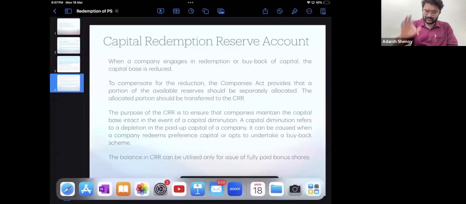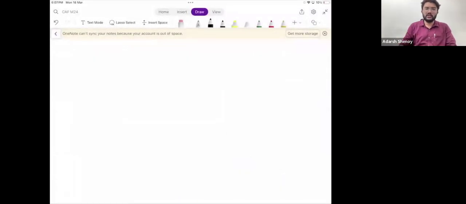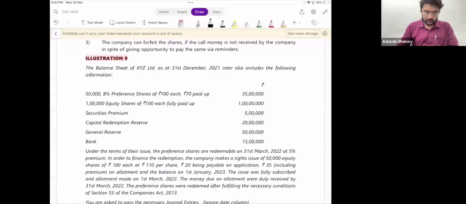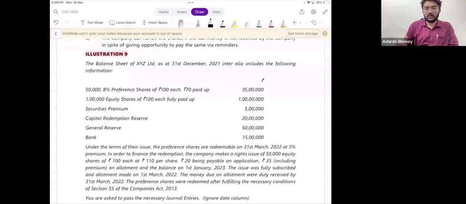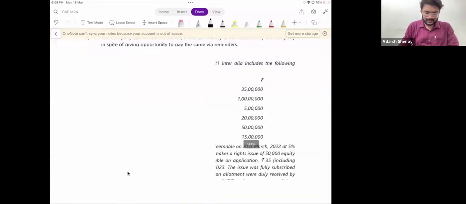So let's do a question, very simple, very easy, just one additional entry for making that final call and receiving that final call money. All the other steps are the same as in redemption. First passing the due entry, then following section 55, then making the payment, then if there is premium, writing off that premium to the profit and loss. All that is the same. Every other step is the same, except for one additional step, that is making the shares fully paid by making the call, receiving whatever money is left to be received. Only one step is extra. So we'll do it through this question, a very simple question.